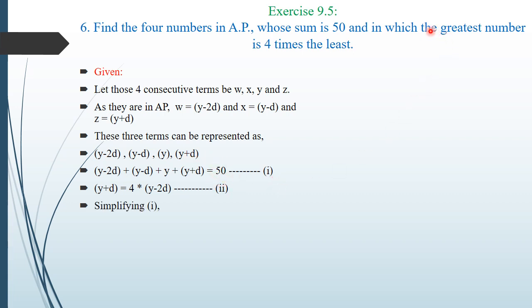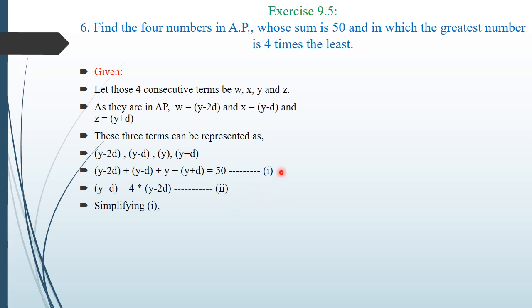And the second statement is the greatest number is 4 times the least number. In these four terms, we can see that y plus d will be the greatest number, because in y plus d I am adding something, and in the other terms I am subtracting. Whenever I am adding, I'll be getting higher values. Whenever I am subtracting, I'm getting lower values. Therefore y minus 2d will be the least number, because I subtract 2 times d from y, and here I am adding one d to y. Therefore according to the given statement, y plus d will be 4 times the least number. The least number is y minus 2d.